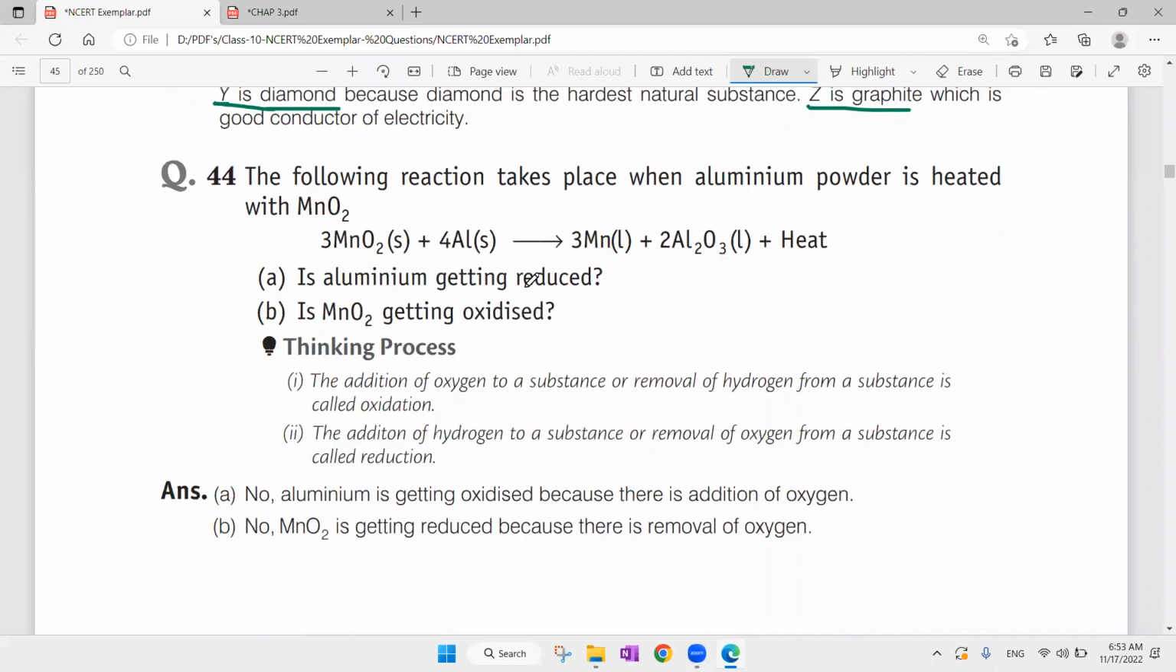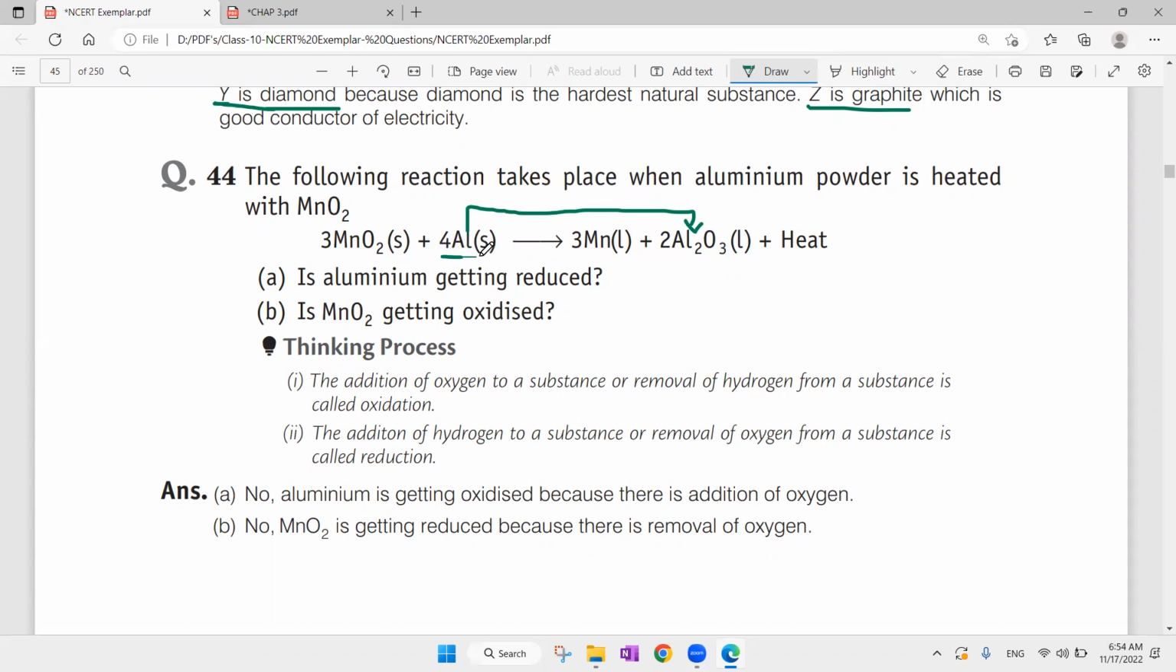Then 44. The following reaction takes place when aluminum powder is heated with MnO2. MnO2 plus Al gives Mn plus Al2O3 plus heat. Is aluminum getting reduced? Second, is MnO2 getting oxidized? Aluminum is becoming aluminum oxide, which means oxygen is added to aluminum. Is it getting reduced or oxidized? Oxidized.